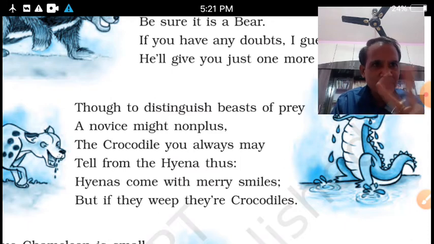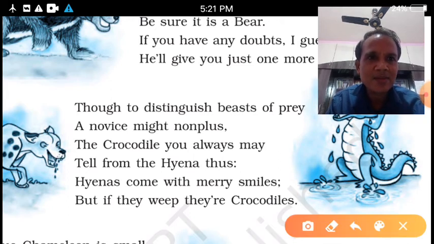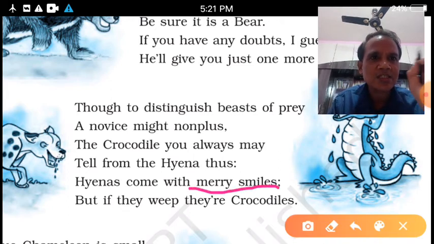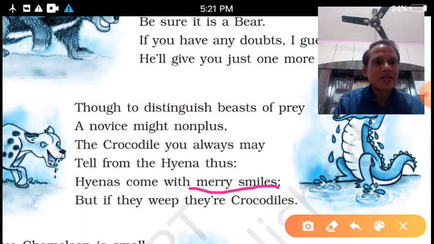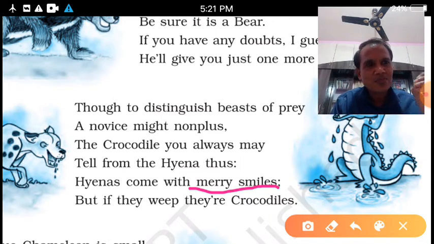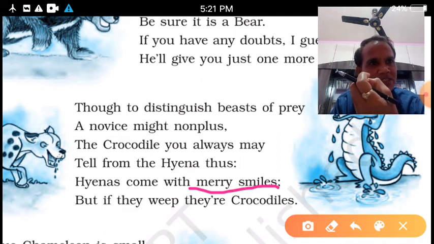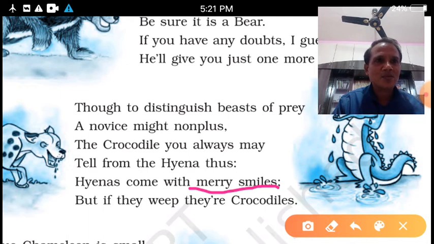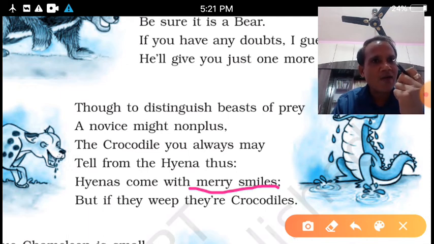Now, what is the difference between these two wild animals? The poet said that hyena always comes smiling happily. This is the specific characteristic of hyena. Whenever he wants to kill its prey, so he marches towards the another beast or towards the person, we call it having a smile on his face. So this is the specific characteristic of hyena.